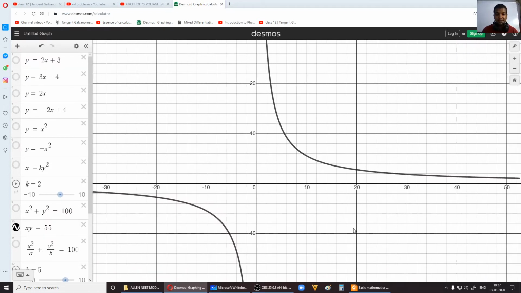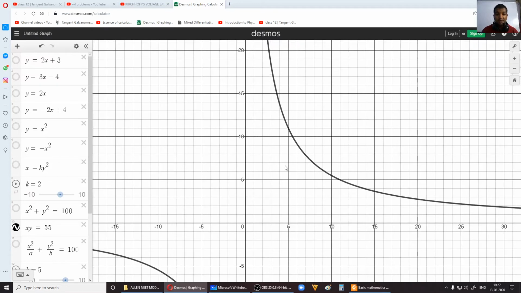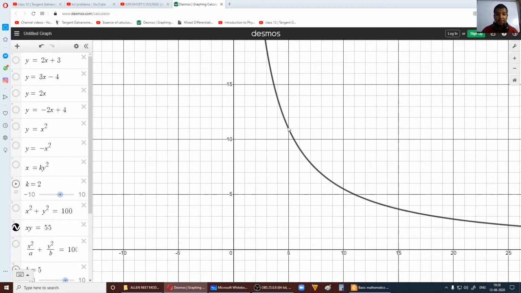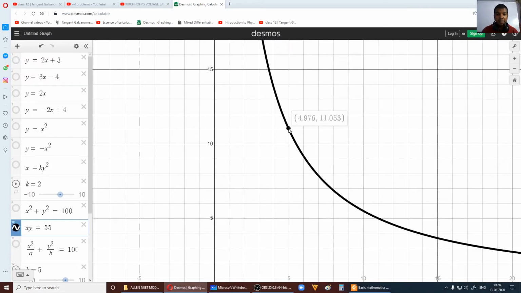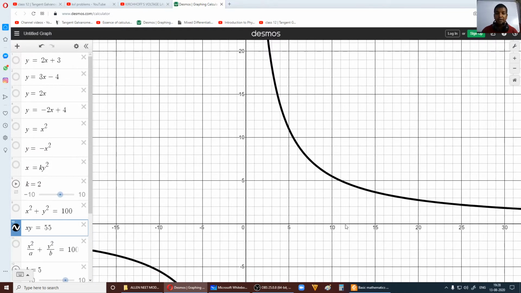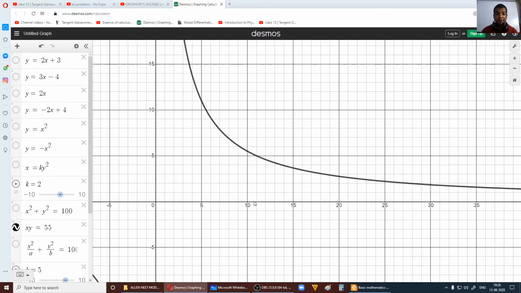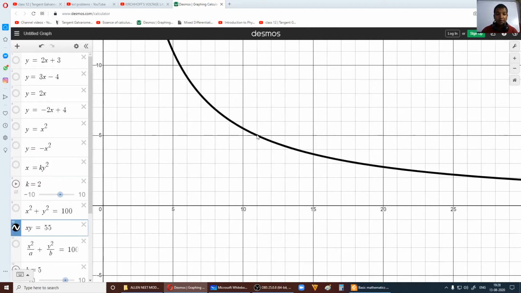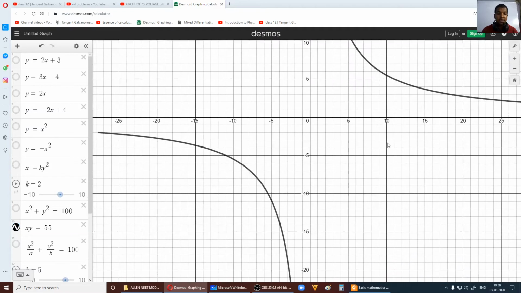Now understanding this is easy. Let us go to the point 5, 11. See, x is 5, y is 11. So 5 into 11, we are getting 55. Now you can come to 11, 5 also. So 11 into 5 is 55.